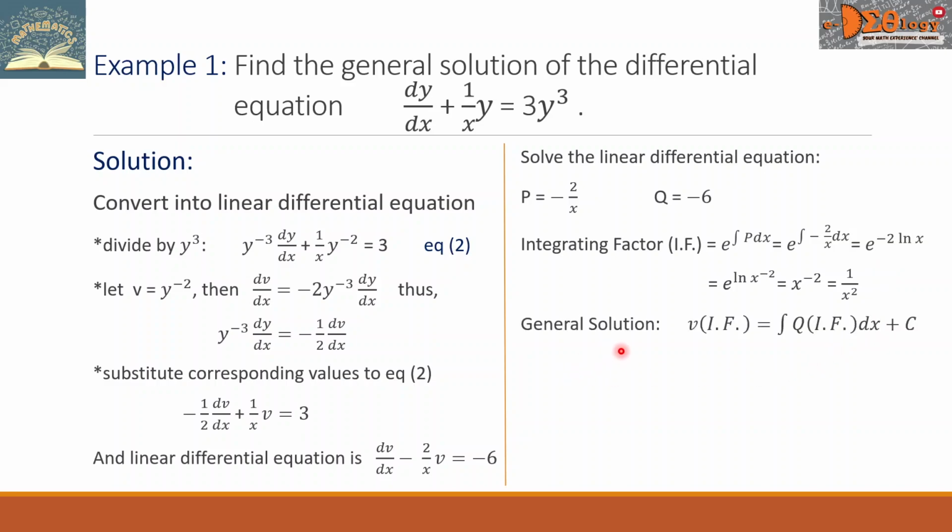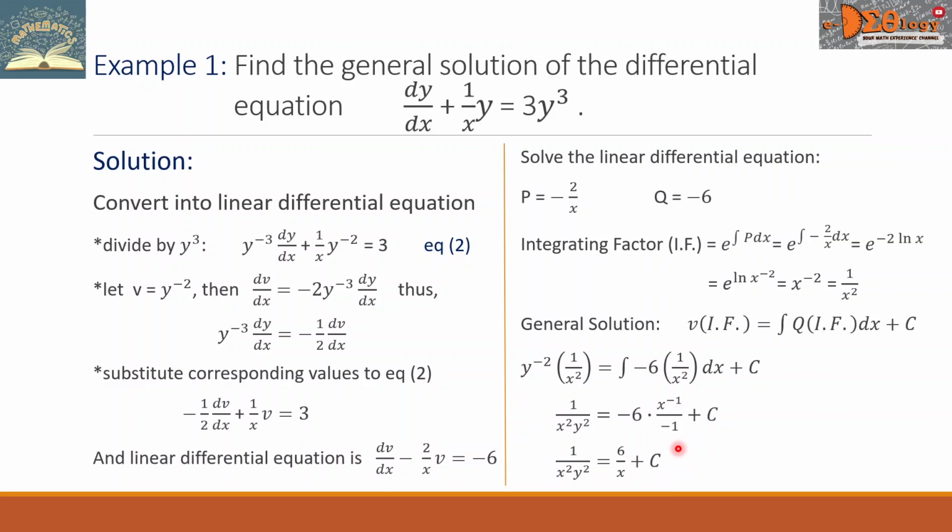Going now to the general solution, with respect to v, this is now the equation. Then let us substitute corresponding values. The v is this y raised to negative 2. The IF is this 1 over x squared equals the integral of q, we use this negative 6 value, times the IF, again we write 1 over x squared times dx plus c. On the left side, we'll just combine the two, so we have 1 over x squared times y raised to negative 2 equals, we integrate now in here. So we write negative 6 times x raised to negative 1 over negative 1. We simplify the expression here into 6 over x.